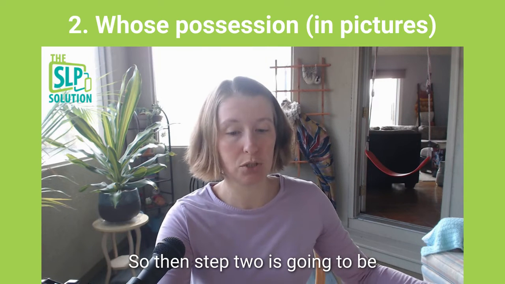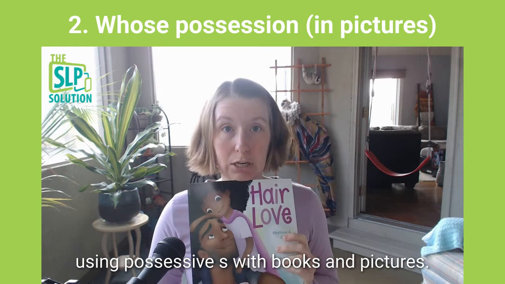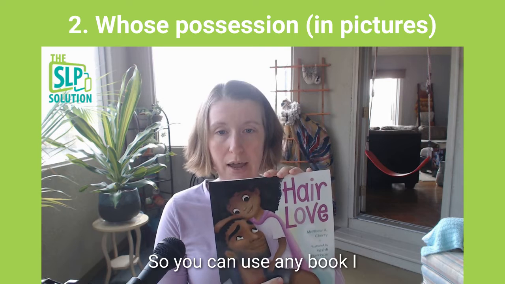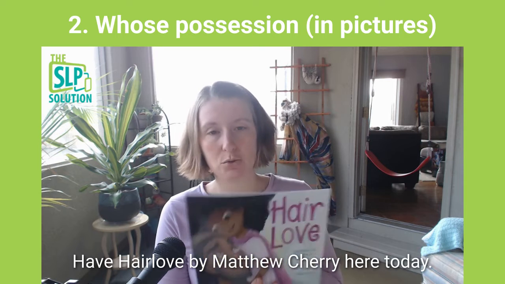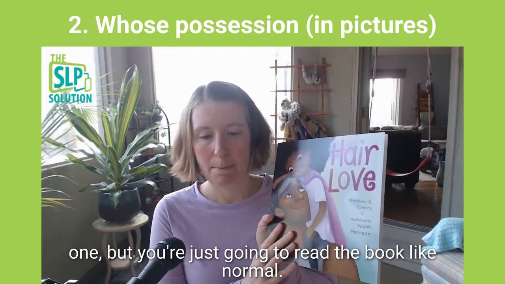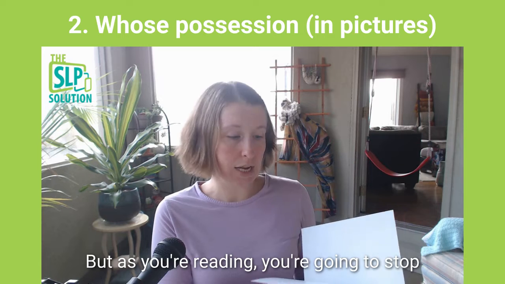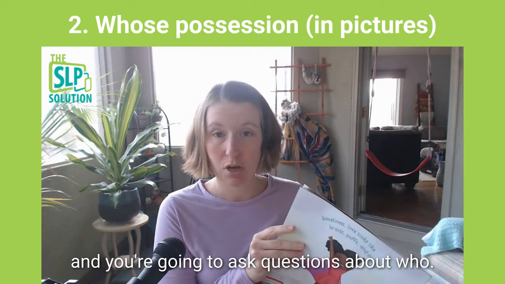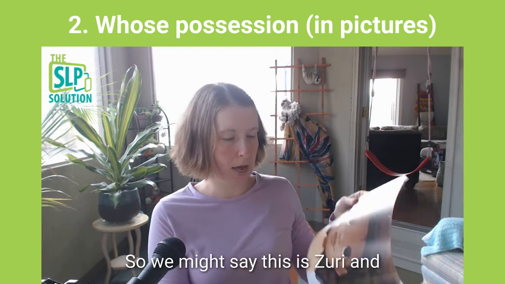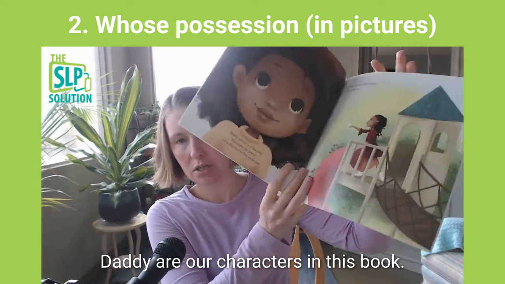So then step 2 is going to be using possessive S with books and pictures. So you can use any book. I have Hair Love by Matthew Cherry here today. This is a very cute book if you haven't seen this one. But you're just going to read the book like normal. But as you're reading, you're going to stop and you're going to ask questions about whose. So we might say, this is Zuri and Daddy are our characters in this book.